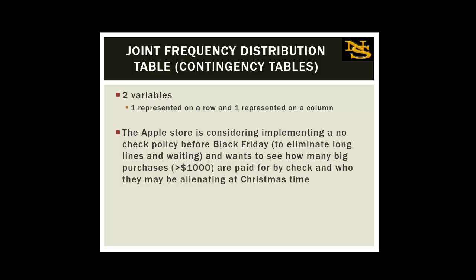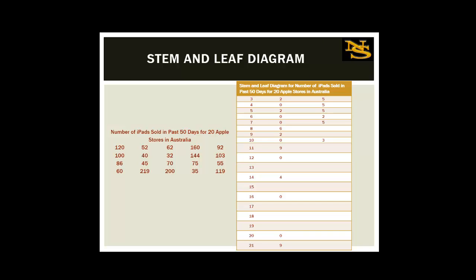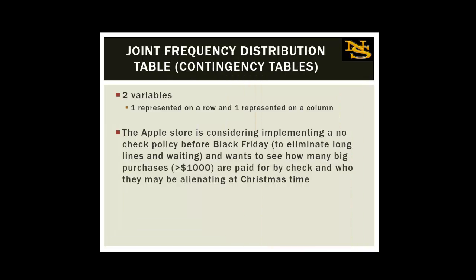So now let's move on to a scenario where you have two variables. Before, we were just looking at one variable. If we were counting how many iPads were sold, or like in this case, how many iPads were sold across different stores. Now we're going to look at two separate variables. The joint frequency distribution table, also called a contingency table, is a frequency distribution table for two variables. You'll have one variable that's represented on the rows, and one variable that's represented on the columns. So here's an example.